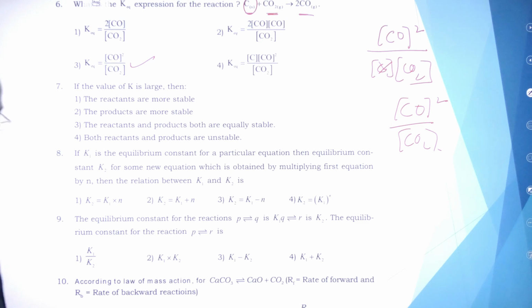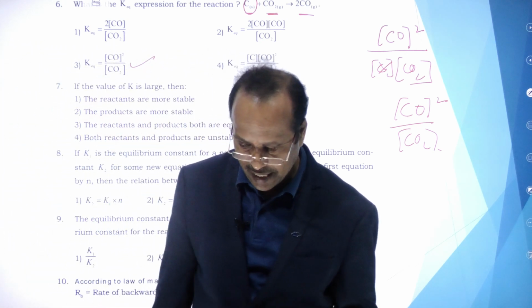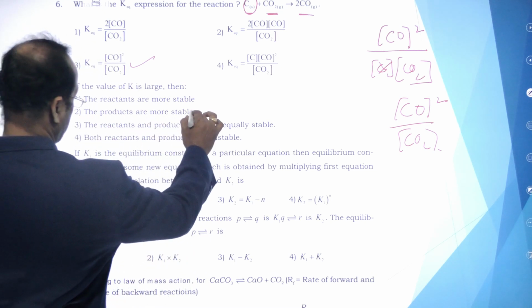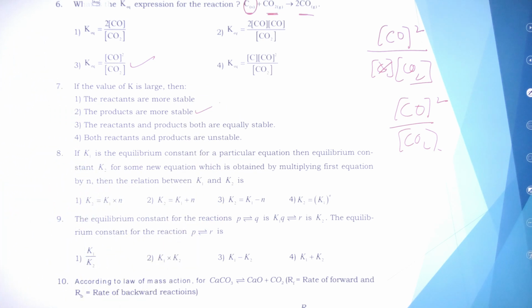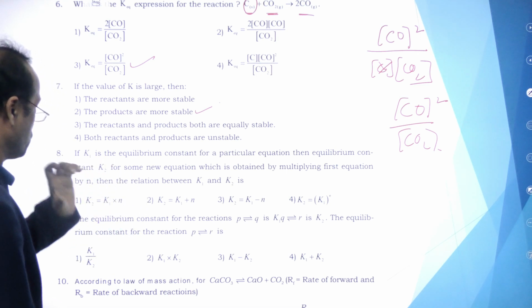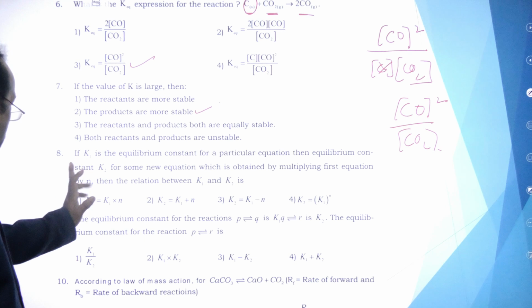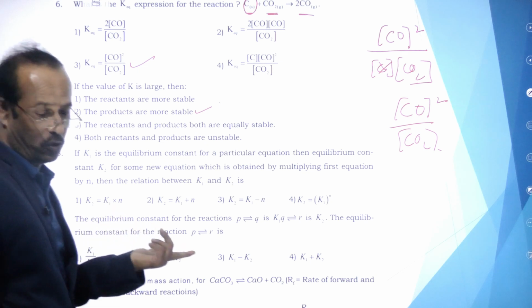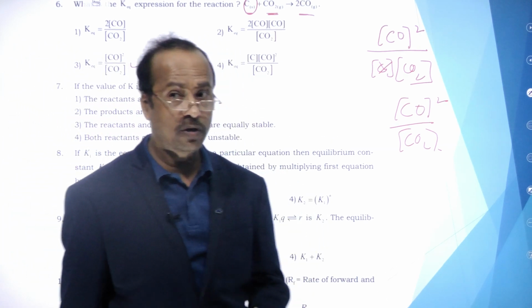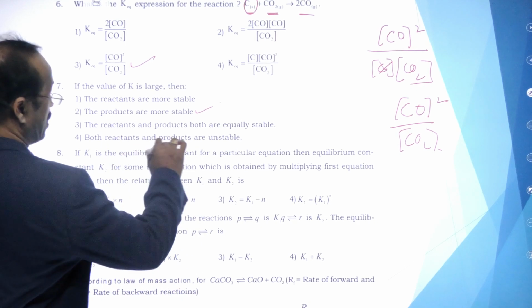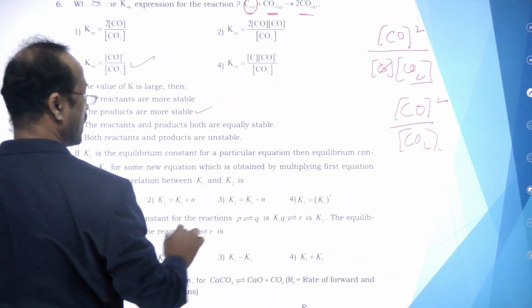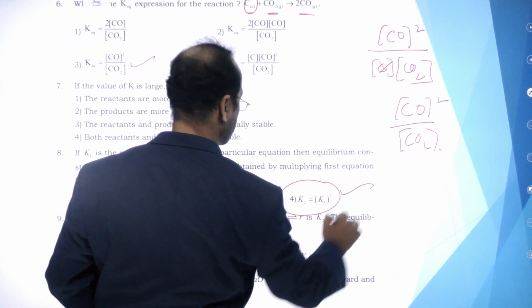Now next one. If the value of K is large, then the reactants are more stable? No, the products are more stable. That is the option. Next, if K1 is the equilibrium constant for a particular equation, and K2 is for a new equation obtained by multiplying the first equation, then if the number of moles is 2, we write this 2 as a power. So K2 is equal to K1 to the power of 2. This is the right answer.